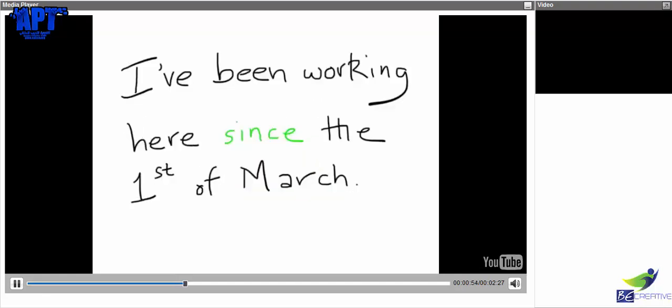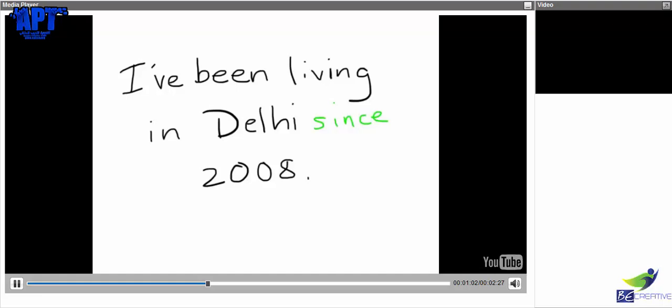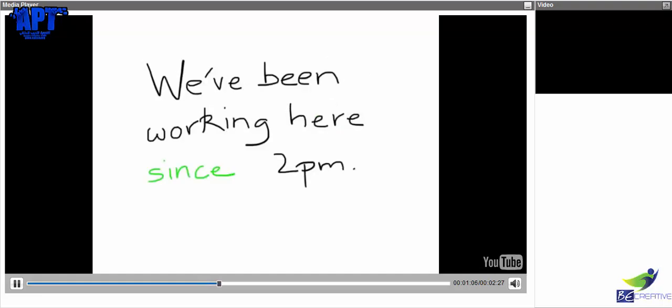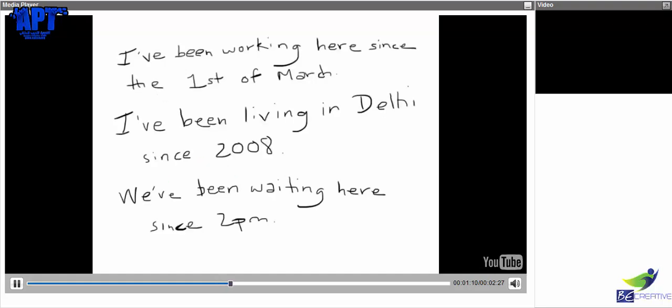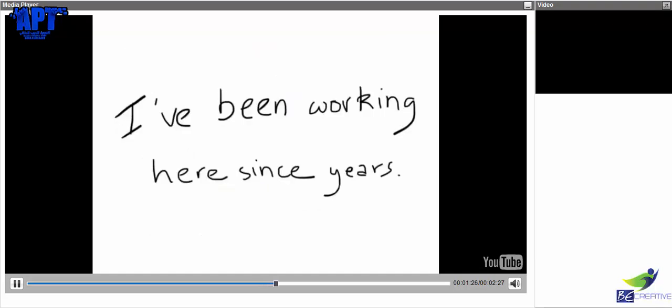Here are a couple of examples of since being used correctly. As you can see, in each of these cases, a specific starting time is mentioned. So let's go back to the original incorrect sentence now. How do we correct this? Well, it's quite simple. Just replace since with for. We use for when there is no mention of a starting time, but a time period is given. Let's see some more examples of this.